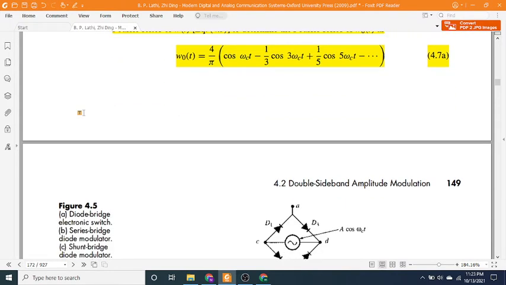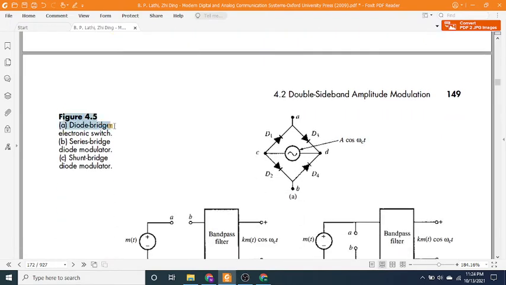Figure 4.5. A. Diode bridge electronic switch. B. Series bridge diode modulator. C. Shunt bridge diode modulator. Figure 4.6. Ring modulator.